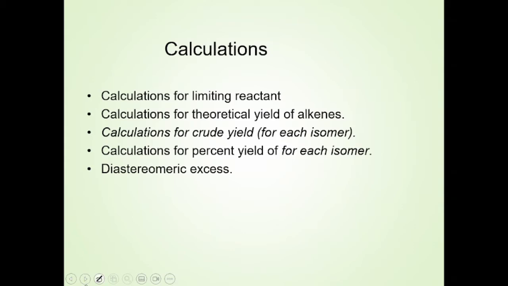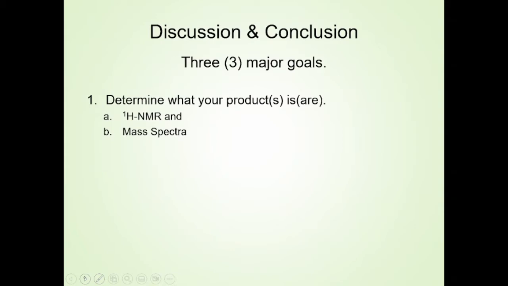We'll go over those, and you can ask questions as you're working on that if you need to. Okay. So we've got basically three goals. One, of course, is to determine what products you have, whether you have the cis isomer, the trans isomer, or both. And we don't care about the other stuff. We'll just call it other stuff. And the mass spectrum and the NMR spectrum are what we use for that.